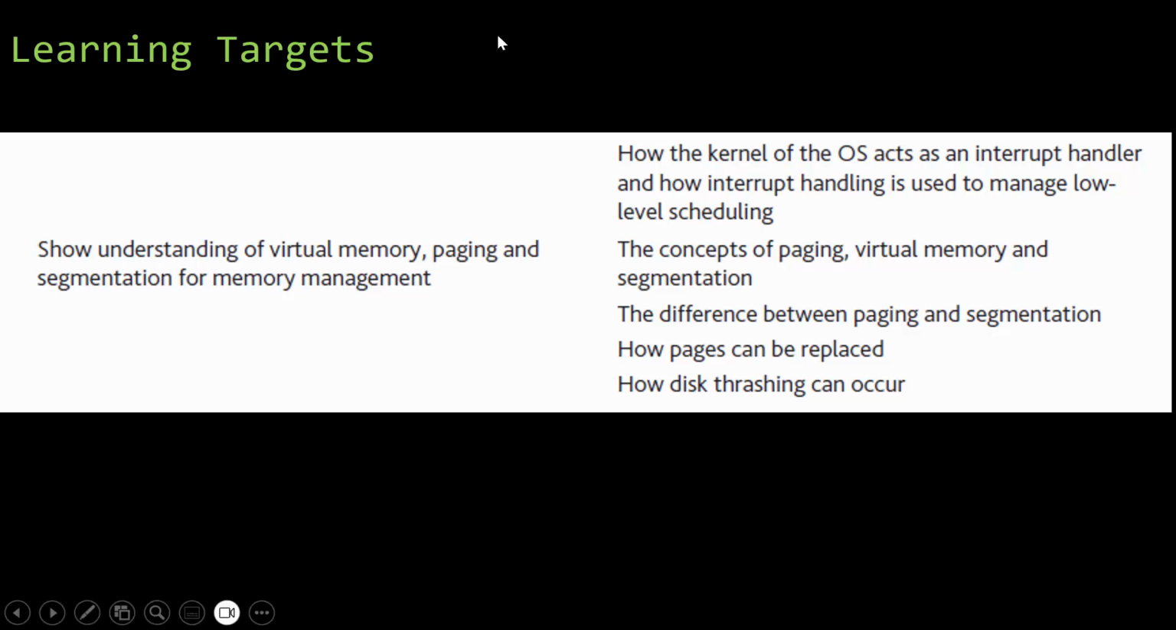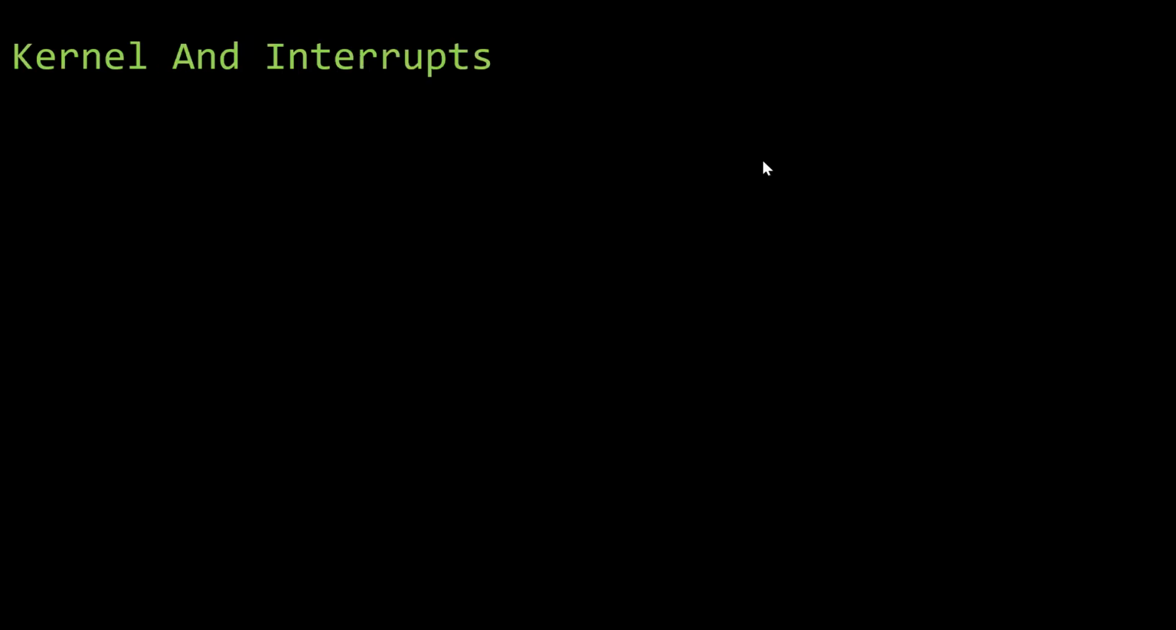going to focus on. We're going to talk about the kernel of the operating system, how it acts as an interrupt handler, paging, virtual memory, and segmentation, the differences between them, how pages can be replaced, and how disk thrashing can occur. Now, this is going to be a two-part video. The first one is gaining a basic understanding, and in the second video, we're going to look at past Cambridge exams to actually implement what we learn or go over in this video. So let's go ahead and get started.